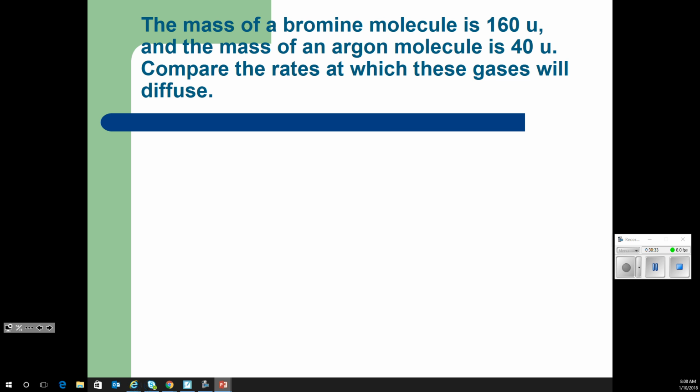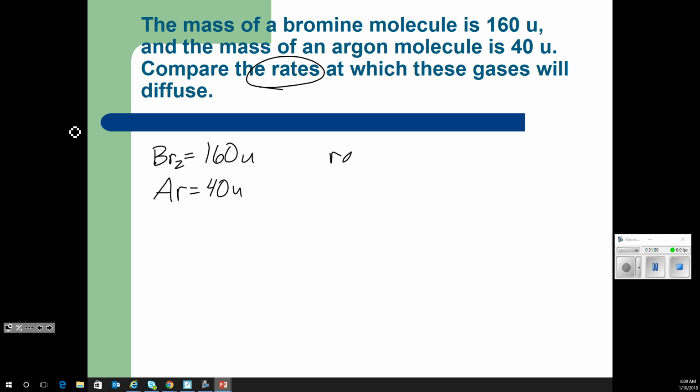Oh, compare the mass of bromine molecule. The mass of a bromine molecule, so Br2, is 160 U. And the mass of an argon molecule is 40 U. Compare the rates at which these gases will diffuse. Whose law? We did this one last time. It's Grandma's law, right? Grandma's law.